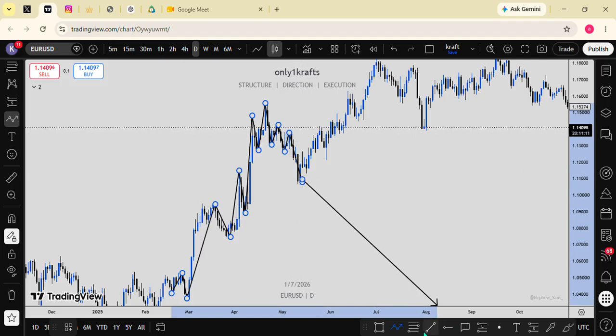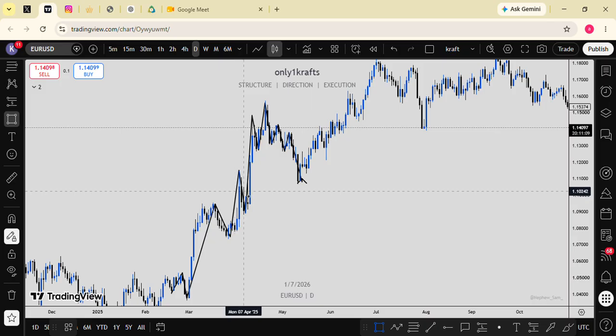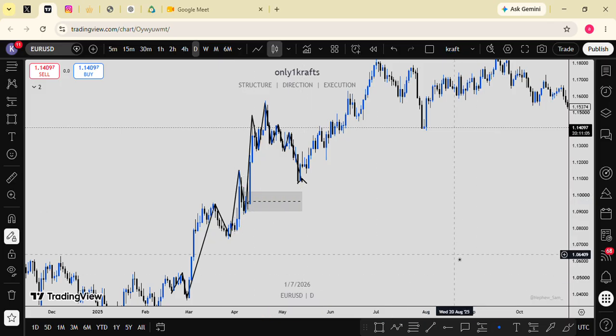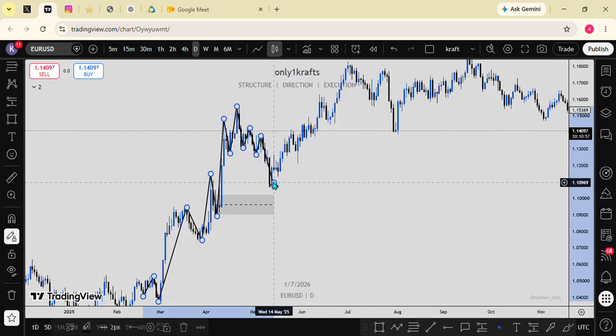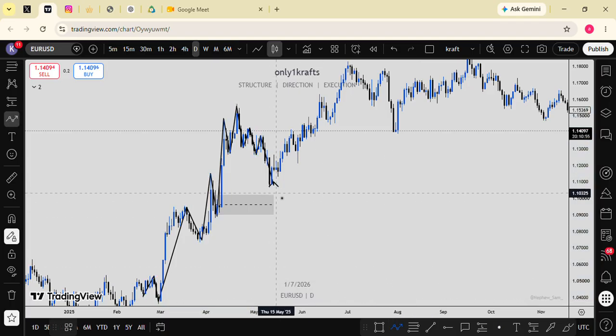Now where are the strong buyers located? They are located somewhere around here. And what did price do? After breaking this low, making people think price is about to start selling, we started buying again. We started buying to the upside again, giving us this high, this low, this high, this low.